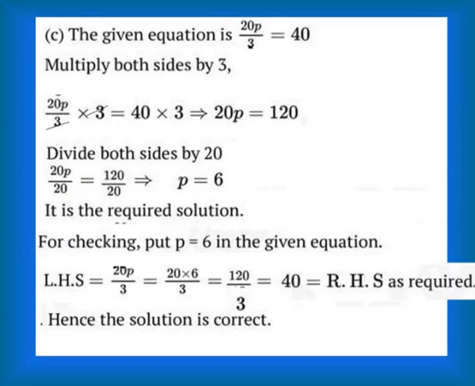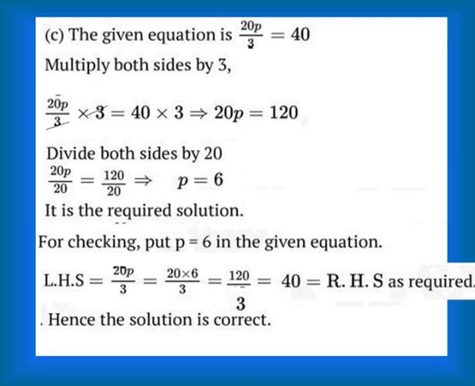C subdivision, 20p by 3 is equal to 40. Our first step is to multiply by 3 on both sides, so it becomes 20p by 3 into 3, which is equal to 40 into 3. Now in LHS, 3 and 3 get cancelled and it becomes 20p. Our RHS is 40 into 3, that is 120. So our equation is 20p is equal to 120.